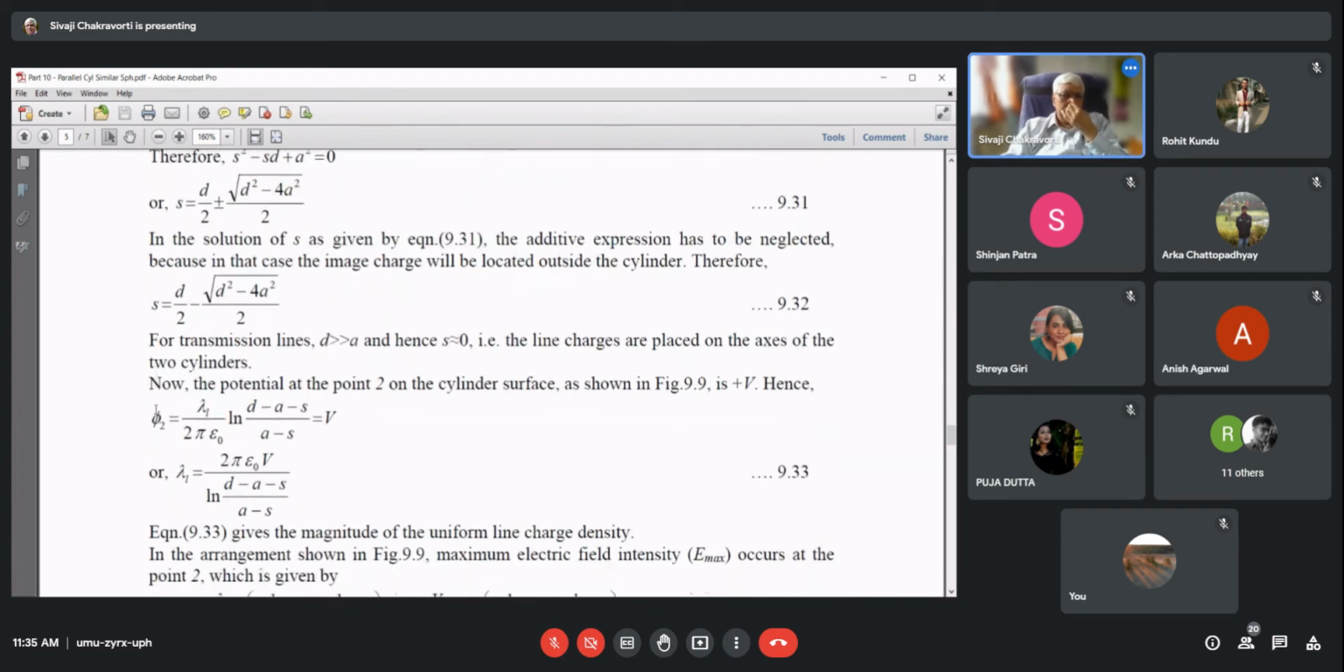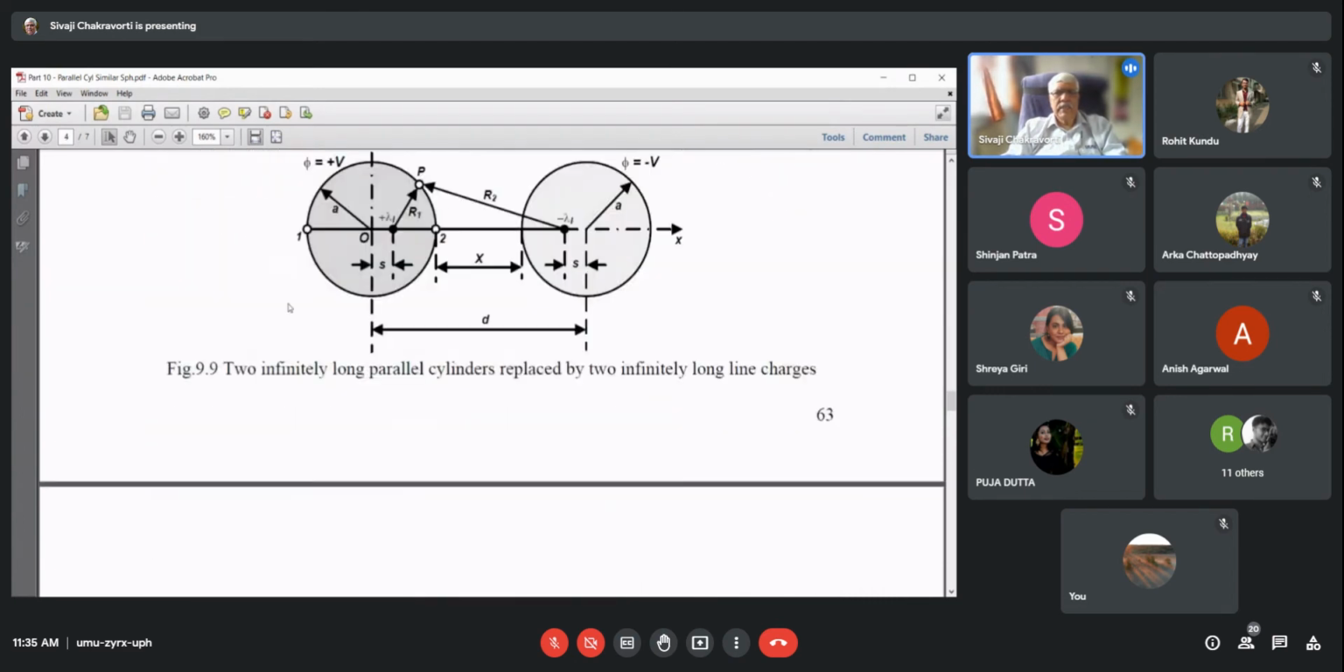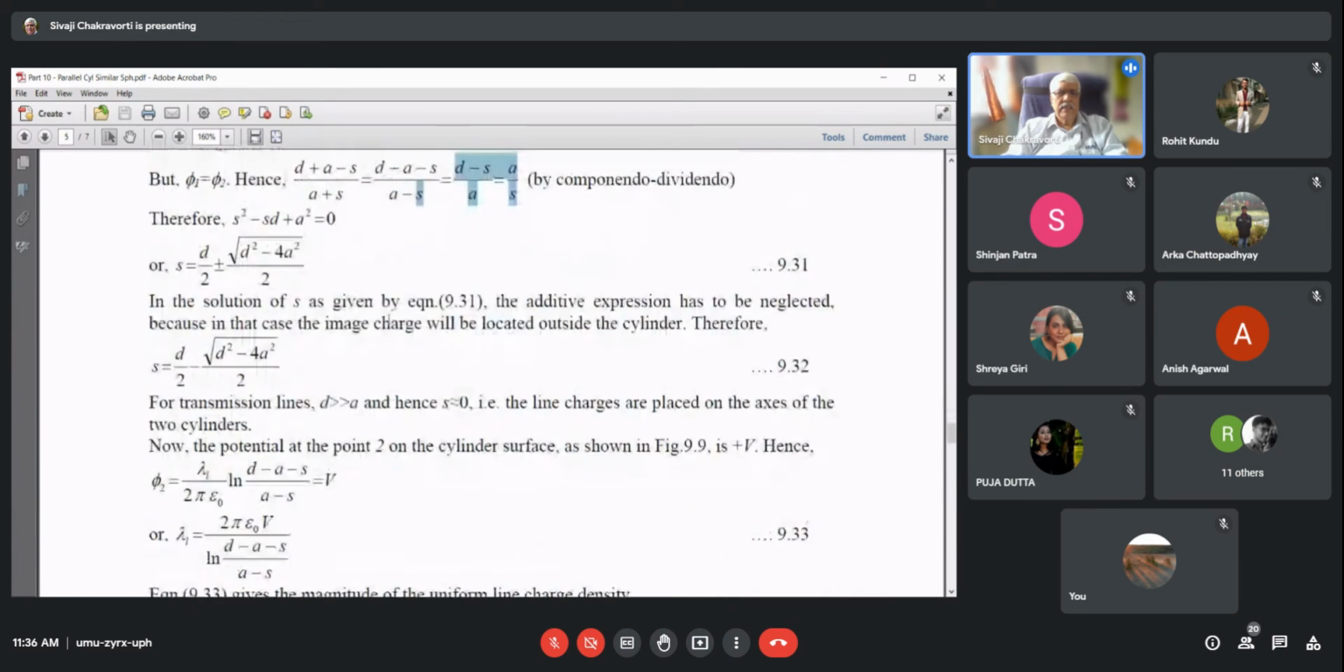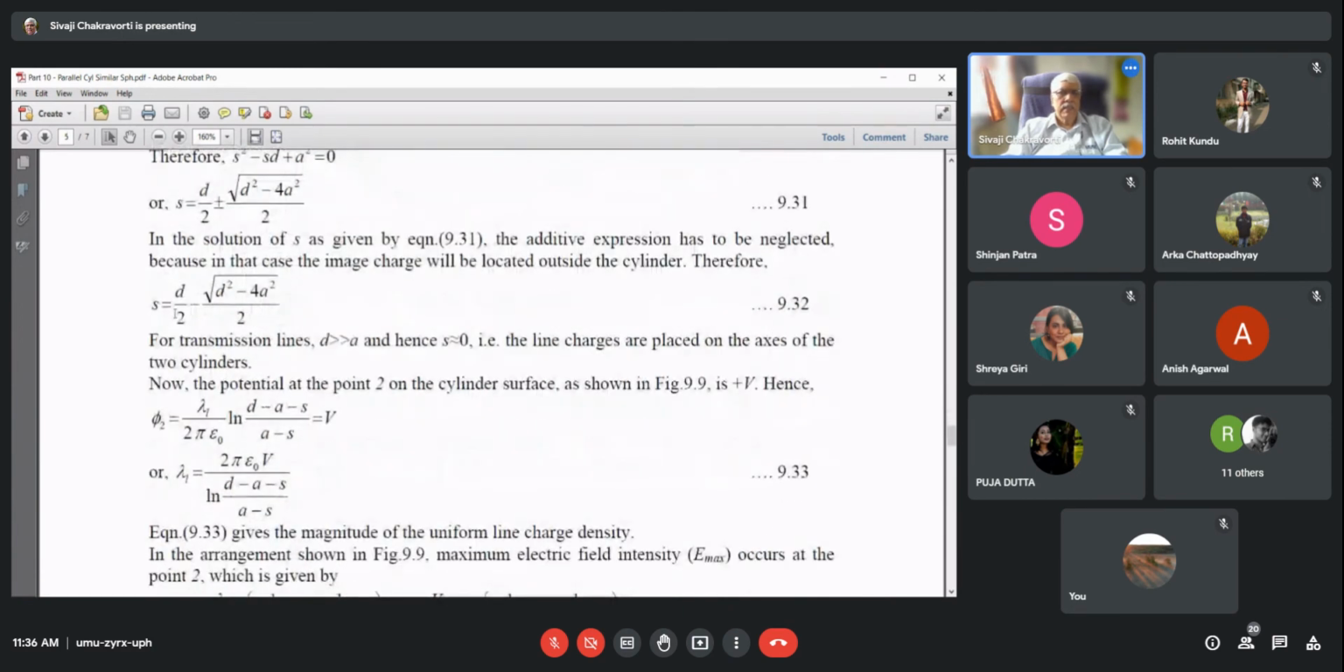So taking the negative sign, I write 9.32 and therefore this becomes the location of the charges, which means in this diagram, that is the eccentricity of the location of the charges as per equation 9.32, which you can see on your screen.